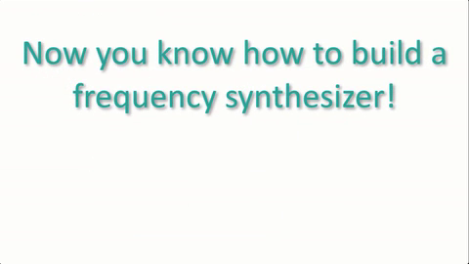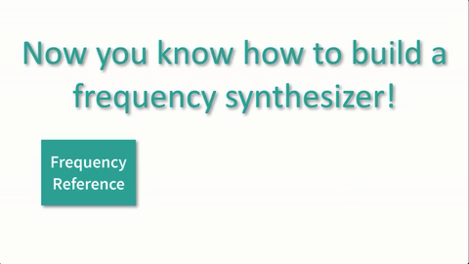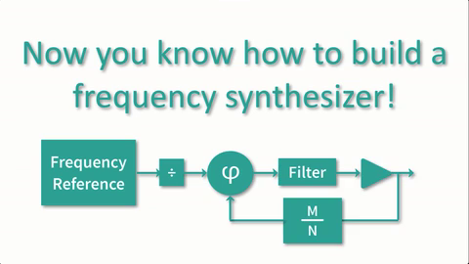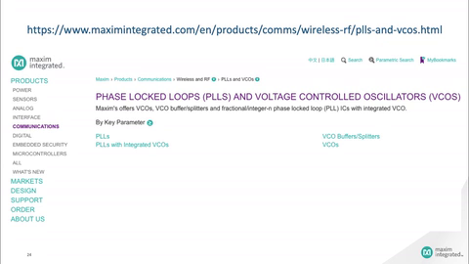So that's the story. You now know all about frequency synthesizers from top to bottom. Just start with a good stable frequency source, and you can synthesize any frequency using a phase lock loop and a fractional N divider.